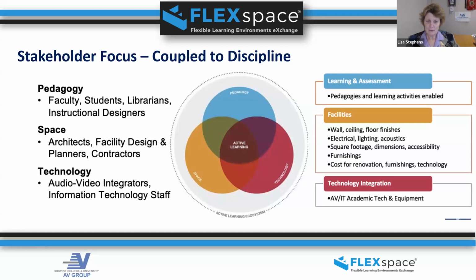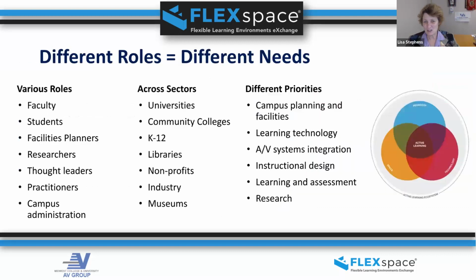So we borrowed this graphic from our friends at Steelcase and realized that you could map just about anyone involved in space to one of these three key stakeholder groups. It's going to have something to do with the teaching and learning, or something to do with the space, or something to do with the technology inside the space. Not rocket science, but you'd be surprised how just having this as a foundational element really helped, because then we started teasing out all of the different roles, the sectors, the people that might want to have access to a repository like FLEXspace, and then what their priorities might be.